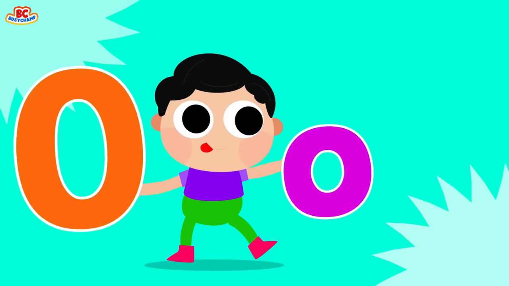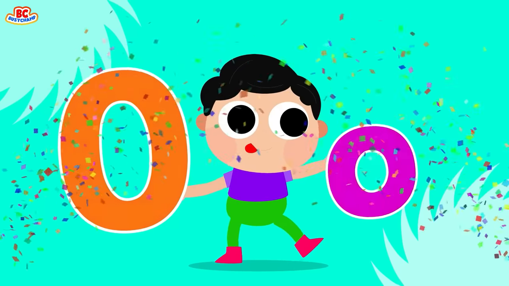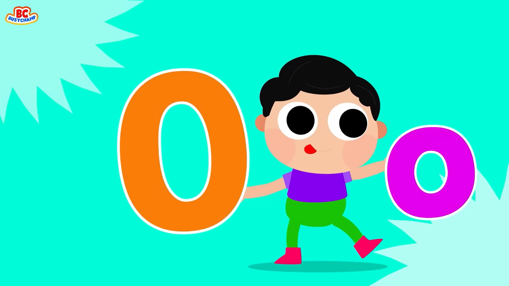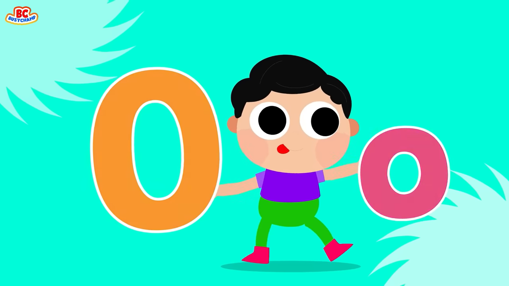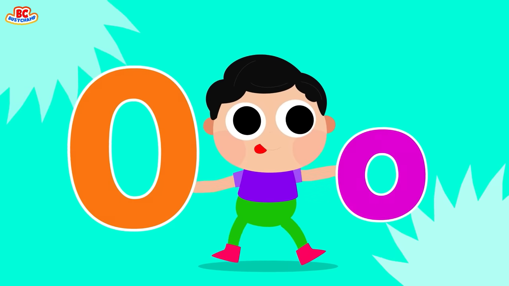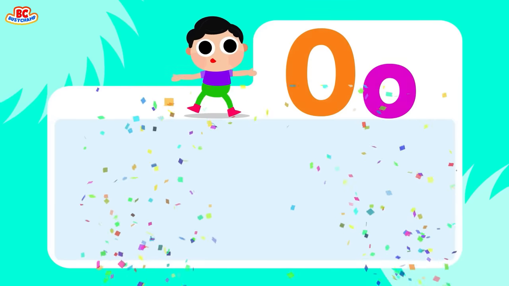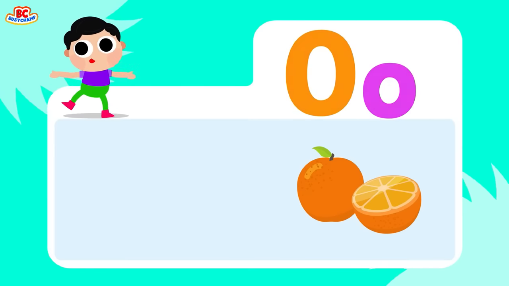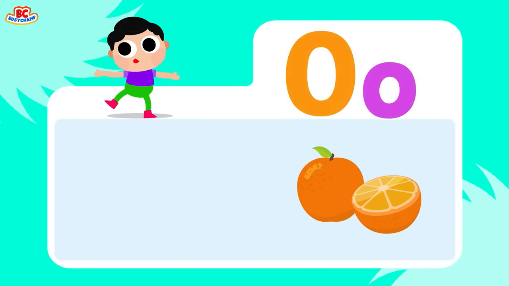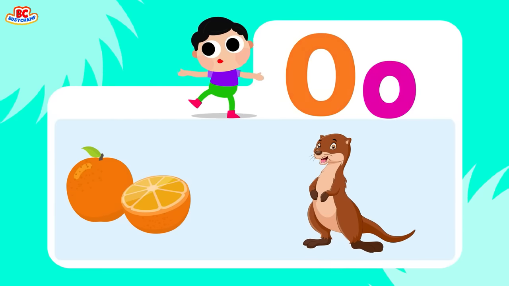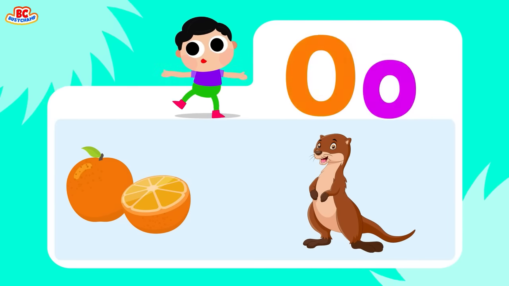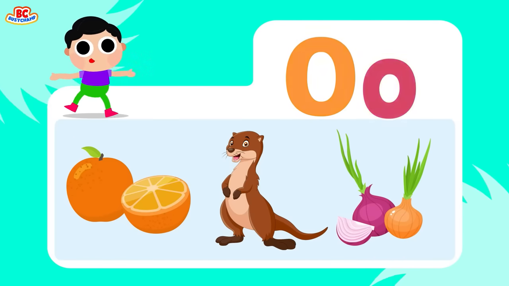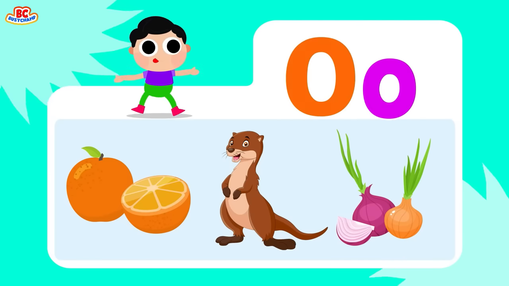Which alphabets can you see in my hands? I have the letter O in my right hand and it sounds O in my left hand. And there are so many words that begin with letter O. O called orange. Orange. O called otter. Otter. O called onion. Onion.